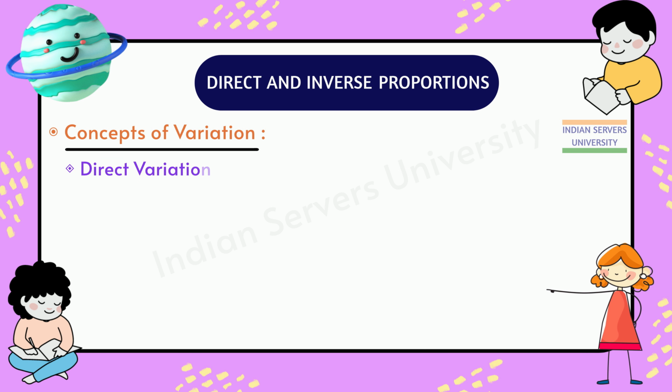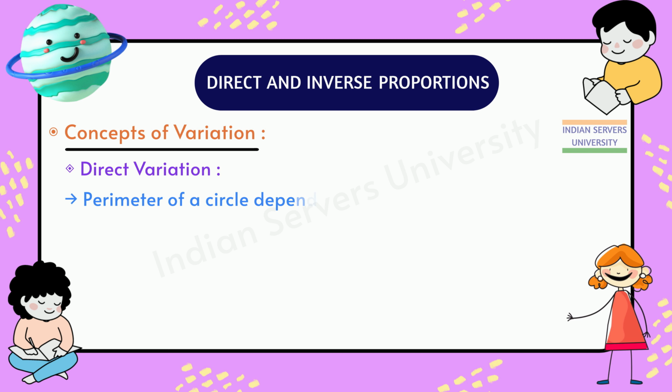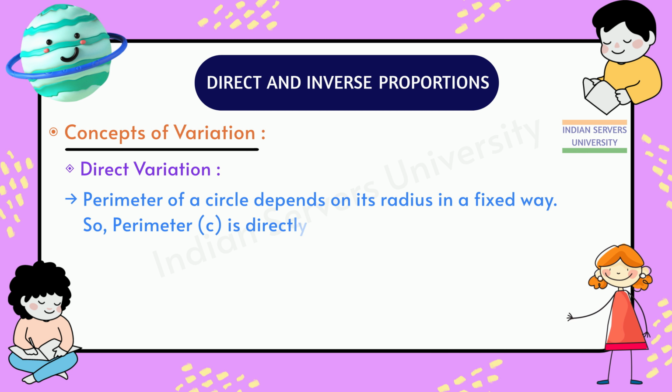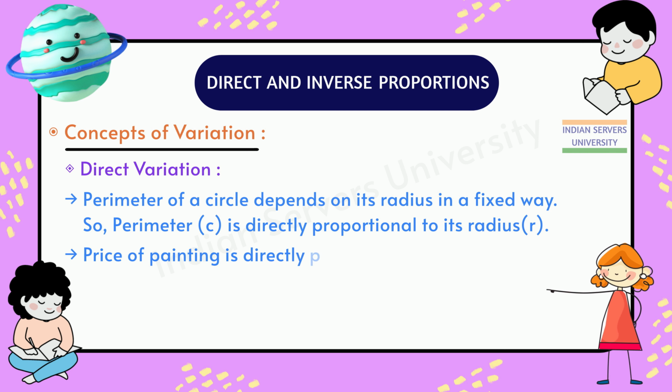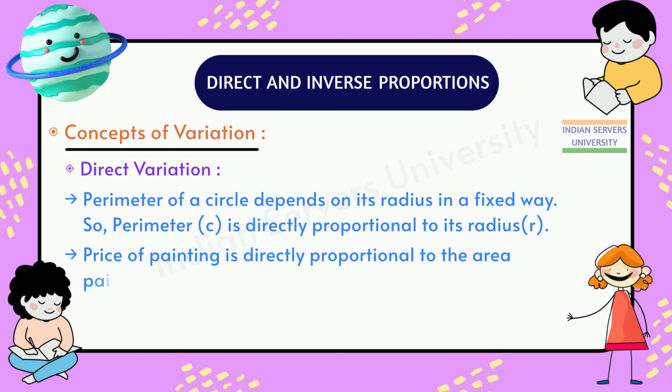So what is direct variation? Perimeter of a circle depends on its radius in a fixed way. So perimeter is directly proportional to its radius. The perimeter of a circle depends on the radius. So how do we say these two are? We say they are proportional. Price of painting is directly proportional to the area painted, etcetera are some examples.